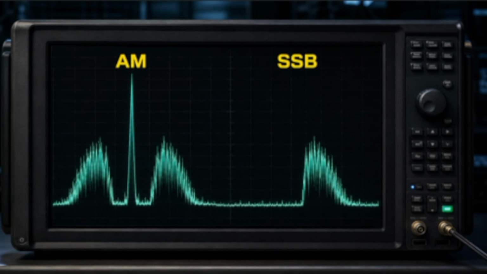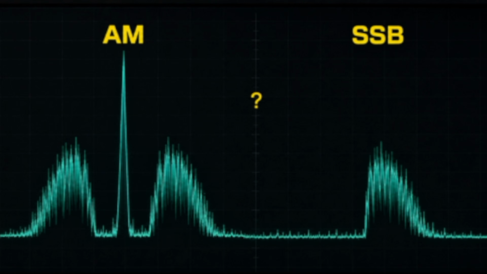Have you ever wondered why a normal AM radio signal occupies about 6 kHz of bandwidth, while a single sideband signal uses only about half that? How can two systems carry the same human voice, yet one requires only a fraction of the spectrum? Where did the rest of the signal go? Did engineers discover a way to compress speech? Or is there something entirely different happening?